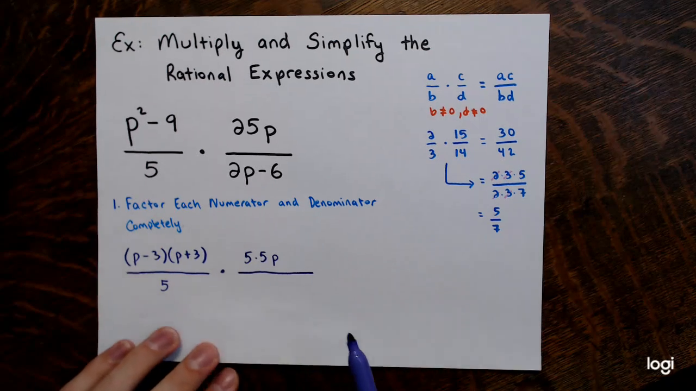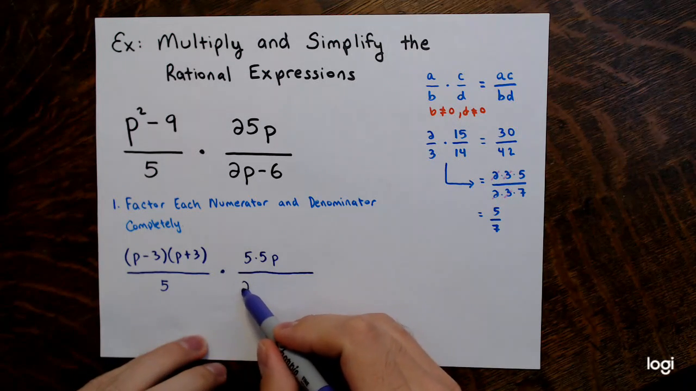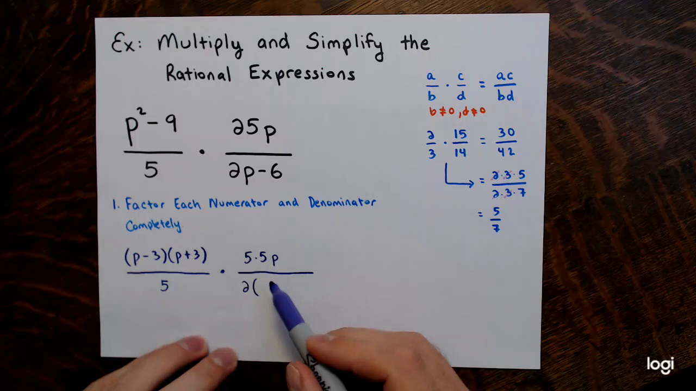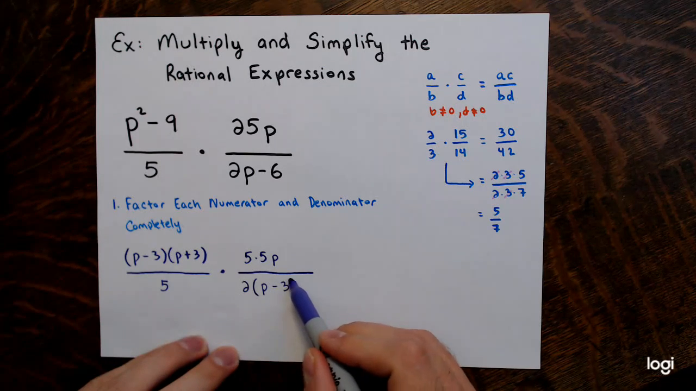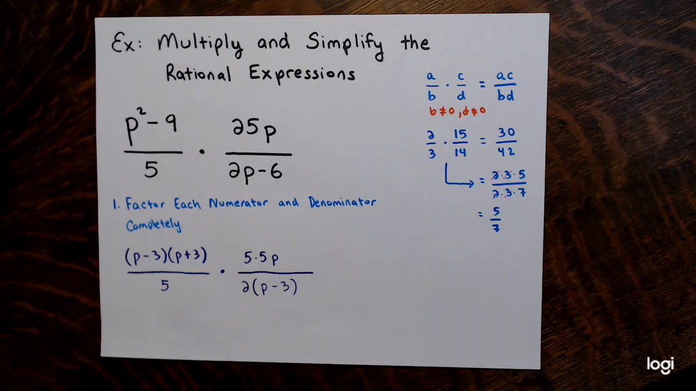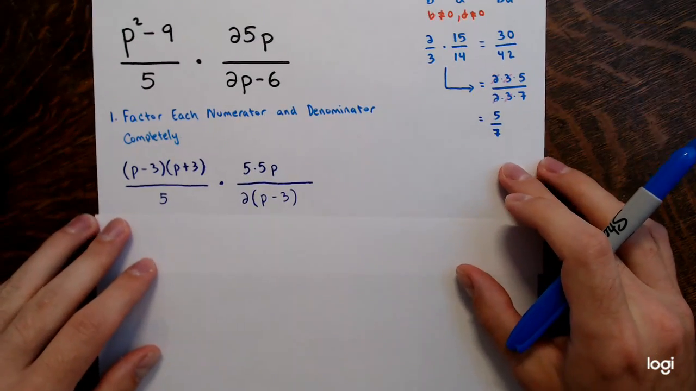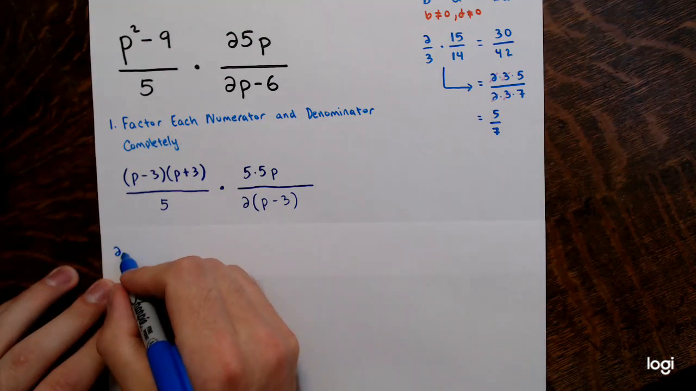And then the denominator, 2p minus 6, has a greatest common factor of 2. So I'm going to pull that out. When I remove a factor of 2 from the denominator, that looks like this: 2 times, and then the factor remaining would be p minus 3, to give me 2p minus 6. So first comes the factoring part. I'm going to factor everything completely. Next, I'll bring up a new sheet here. Next, we're just going to actually multiply.